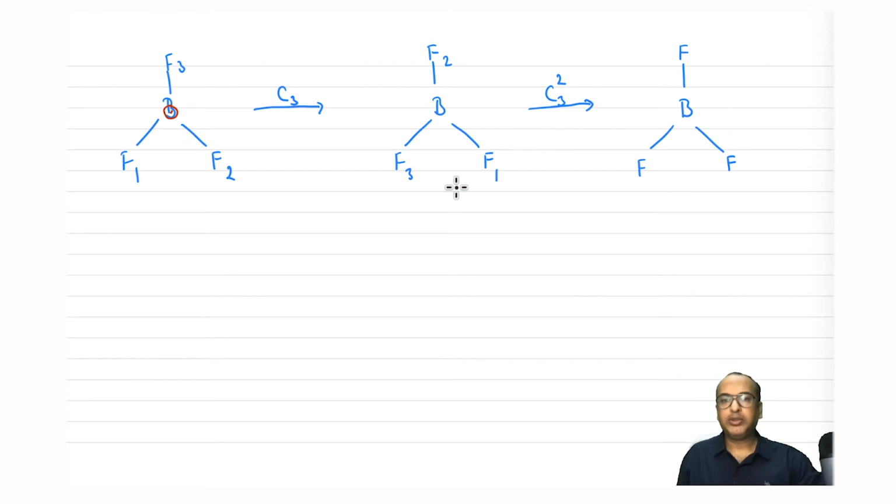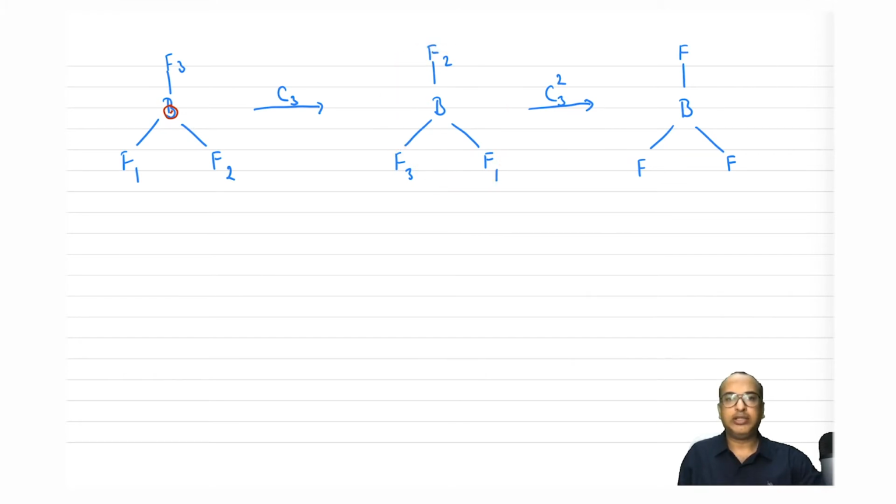Now my 3 goes 2 times. 3 will move 1, 2 because C3 is done twice. So in one C3 it will go from here to here, but we are doing C3 twice, so it should move like this. So it will be a 240-degree rotation, right? Yeah, 240-degree rotation. Okay, so C3 goes here, F2 comes here, F1 goes here.